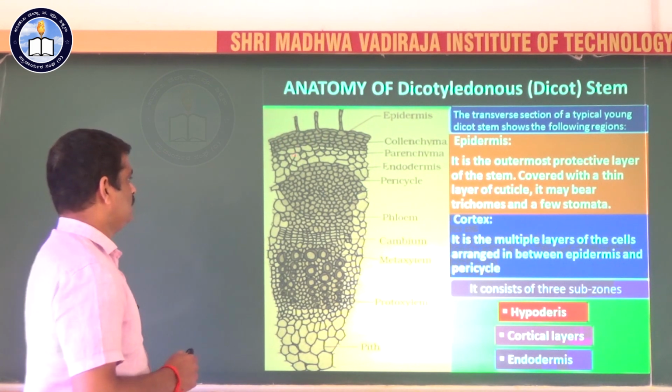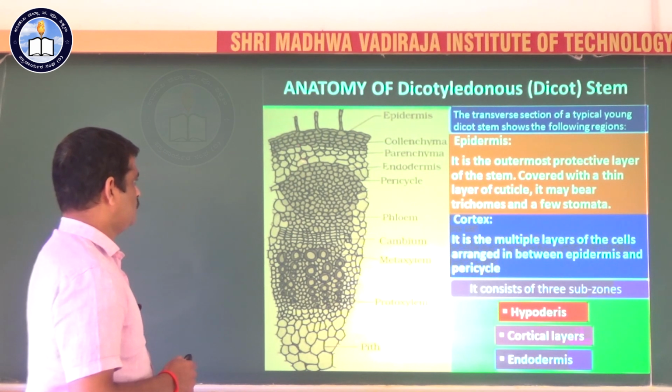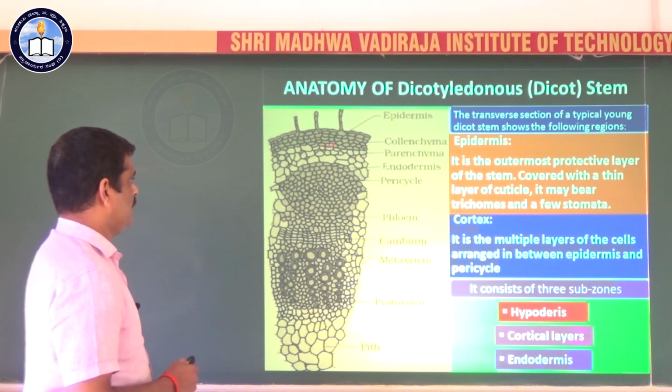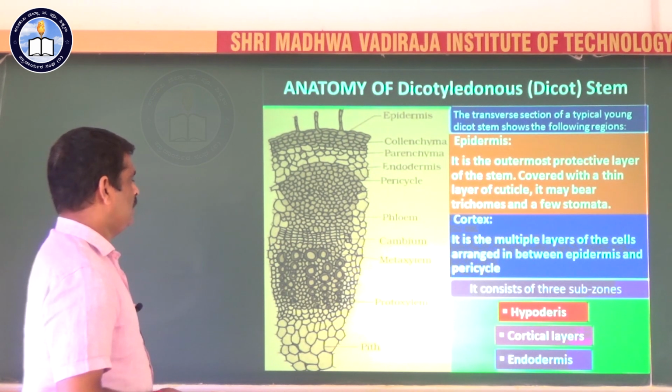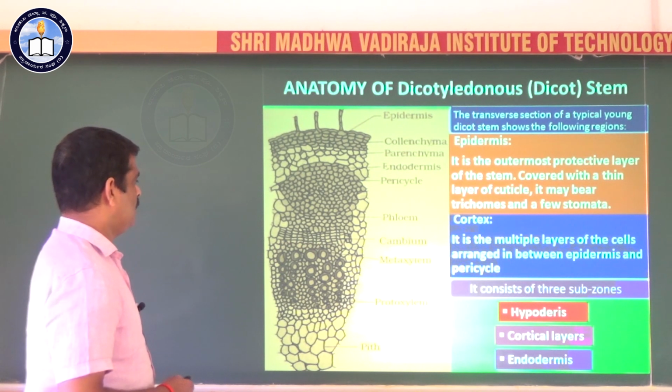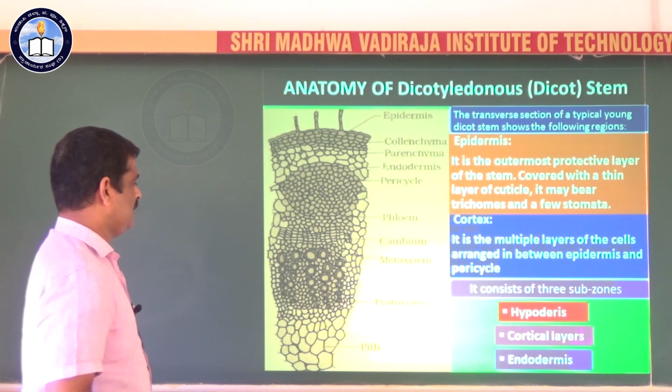Then it shows the cortex. The cortex consists of three subzones, that is called the hypodermis, cortical layers, and the innermost layer, that is the endodermis. And the stellar region consists of the pericycle, the vascular bundle, the pith and the medullary rays.